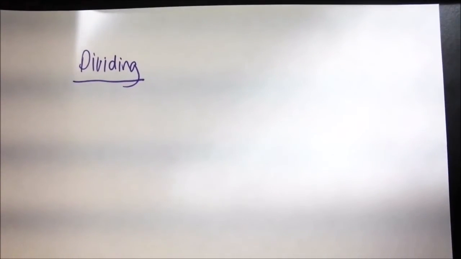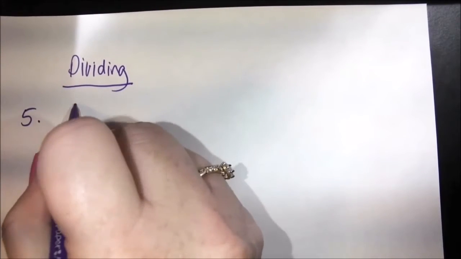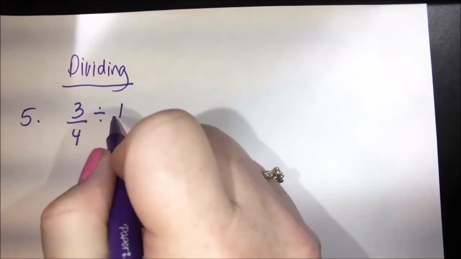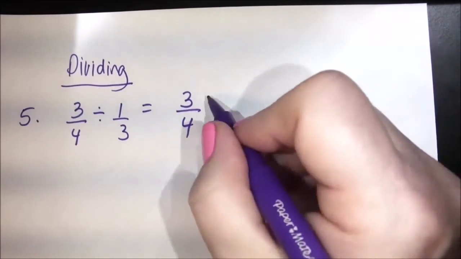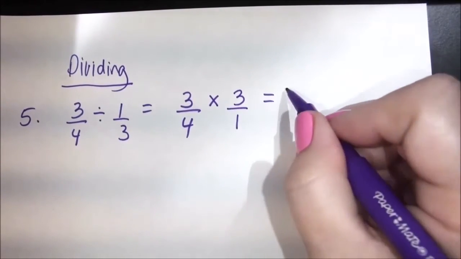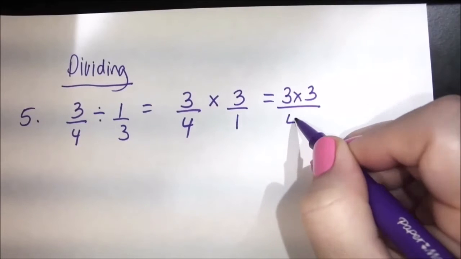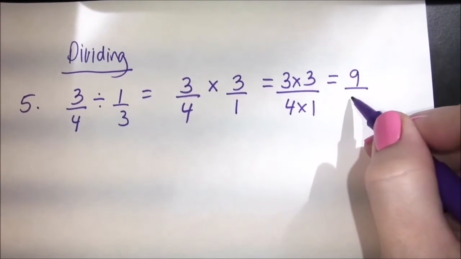When we want to divide fractions, we keep the first fraction the same, and we multiply by what we call the reciprocal of the second fraction. The reciprocal means you flip the second one. So if we have, let's say, 3/4 divided by 1/3, we would leave the 3/4 alone. We would switch the divide to multiply, and we would flip the 1/3 to 3 over 1. So we would get 3 times 3 over 4 times 1. 3 times 3 is 9, and 4 times 1 is 4.